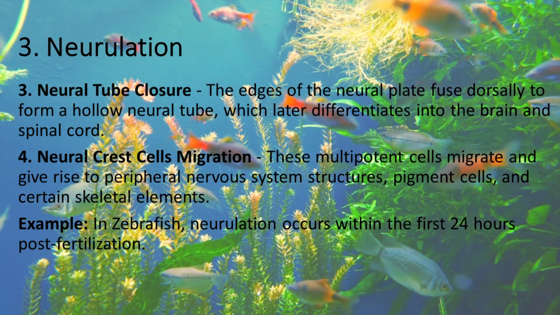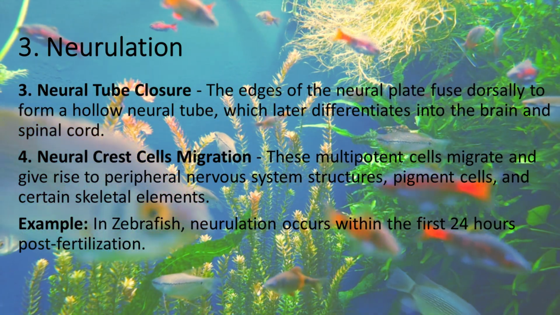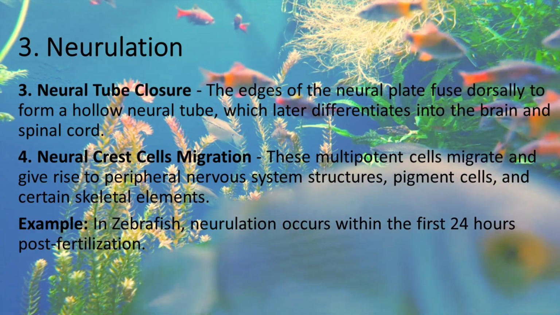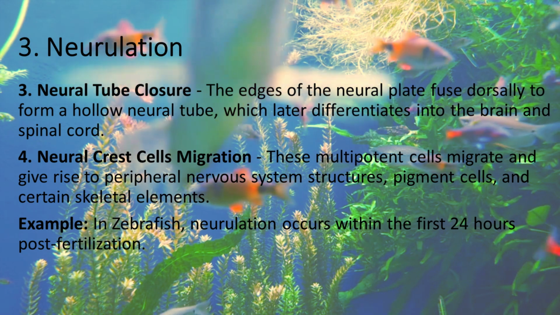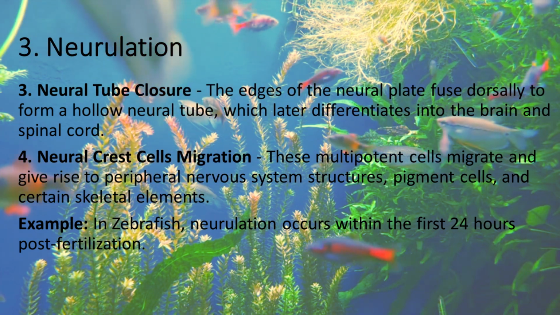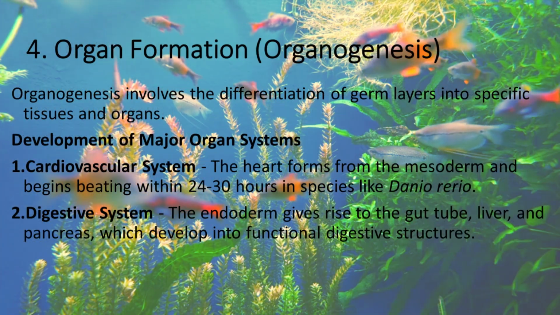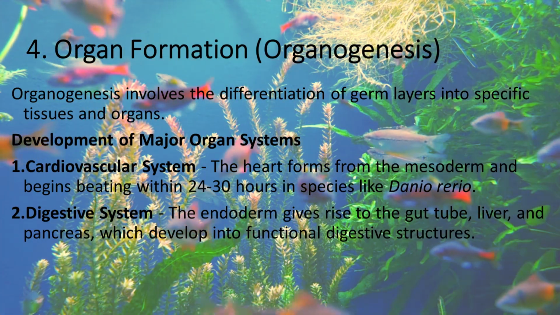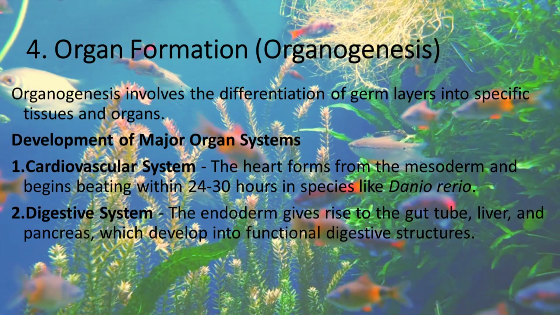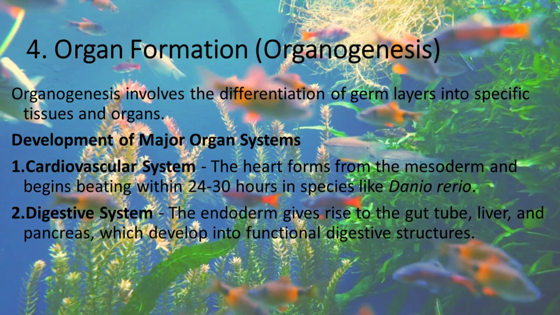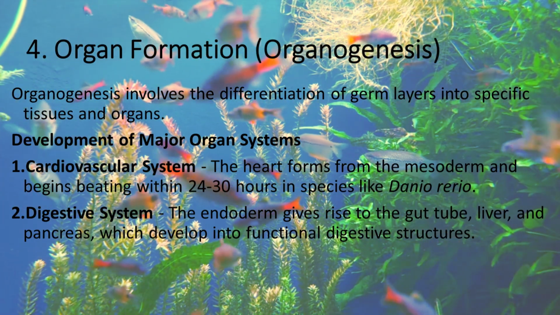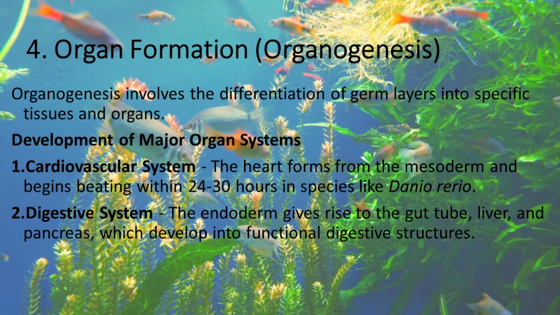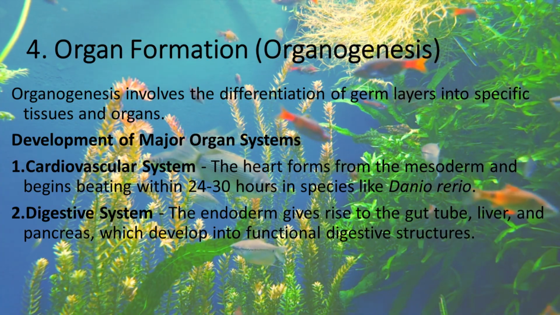Neural crest cells migration. These multipotent cells migrate and give rise to peripheral nervous system structures, pigment cells, and certain skeletal elements. Example: in zebrafish, neurulation occurs within the first 24 hours post-fertilization. 4. Organ formation, organogenesis. Organogenesis involves the differentiation of germ layers into specific tissues and organs. Development of major organ systems. Cardiovascular system. The heart forms from the mesoderm and begins beating within 24 to 30 hours in species like Danio.